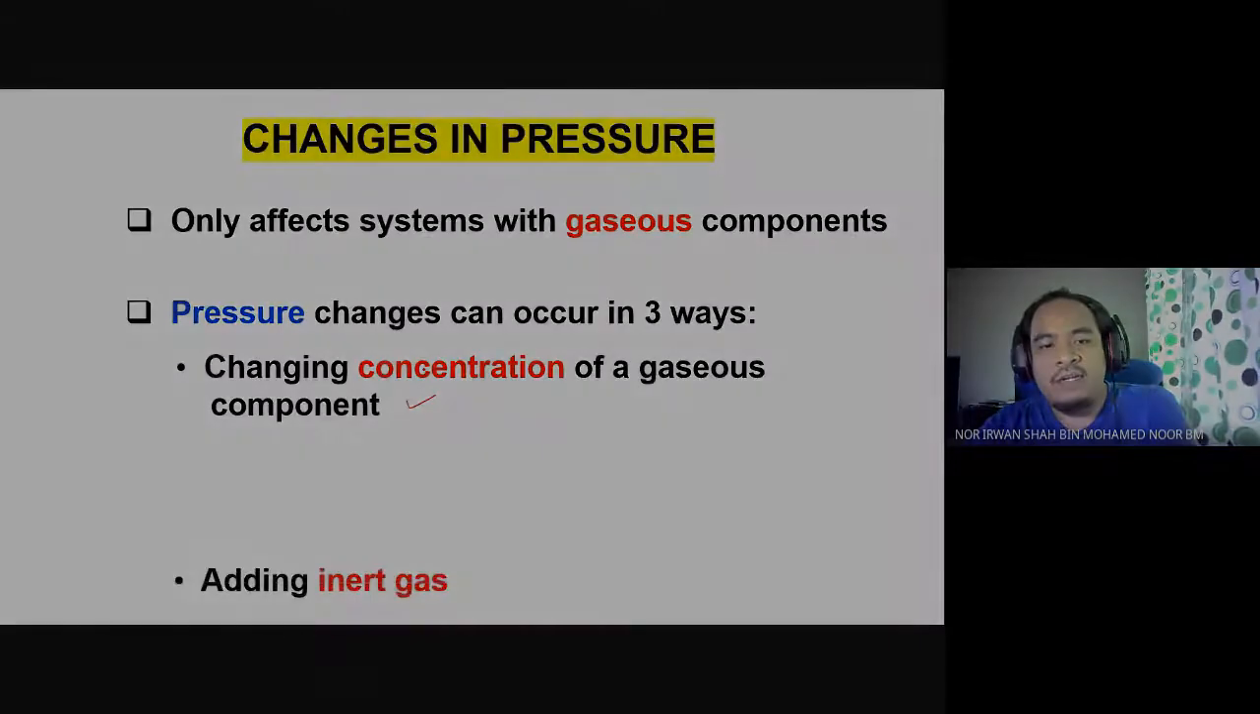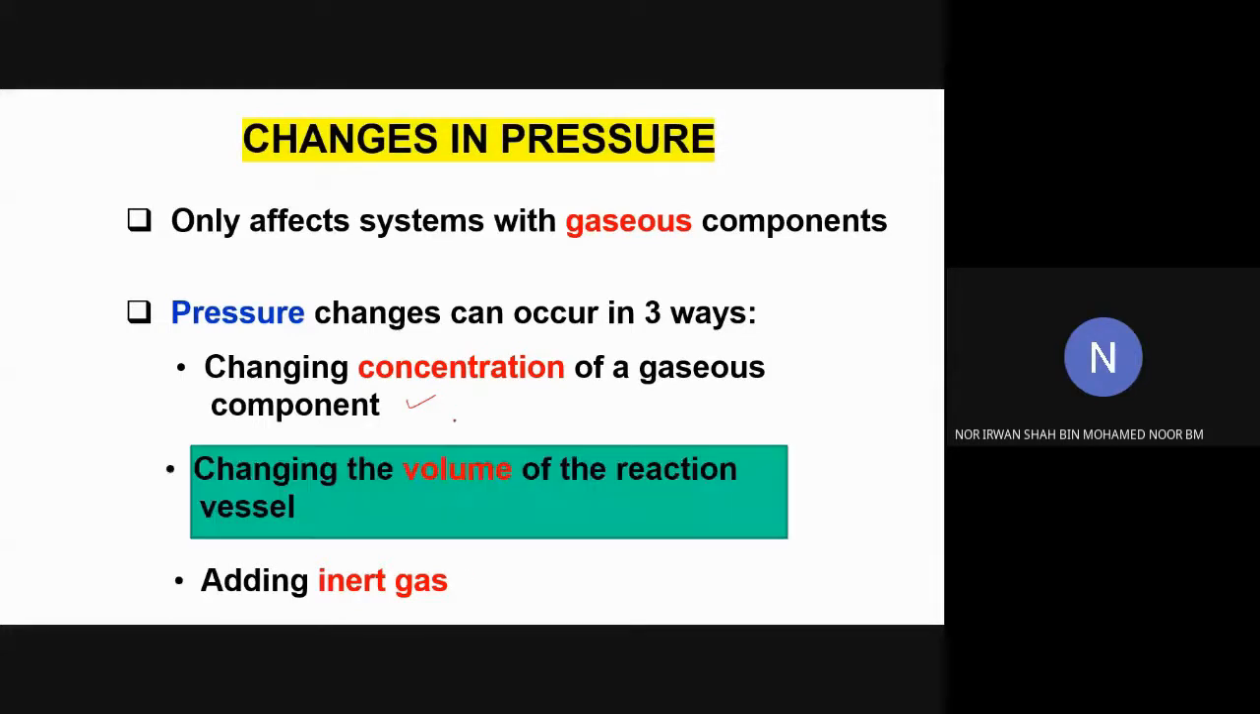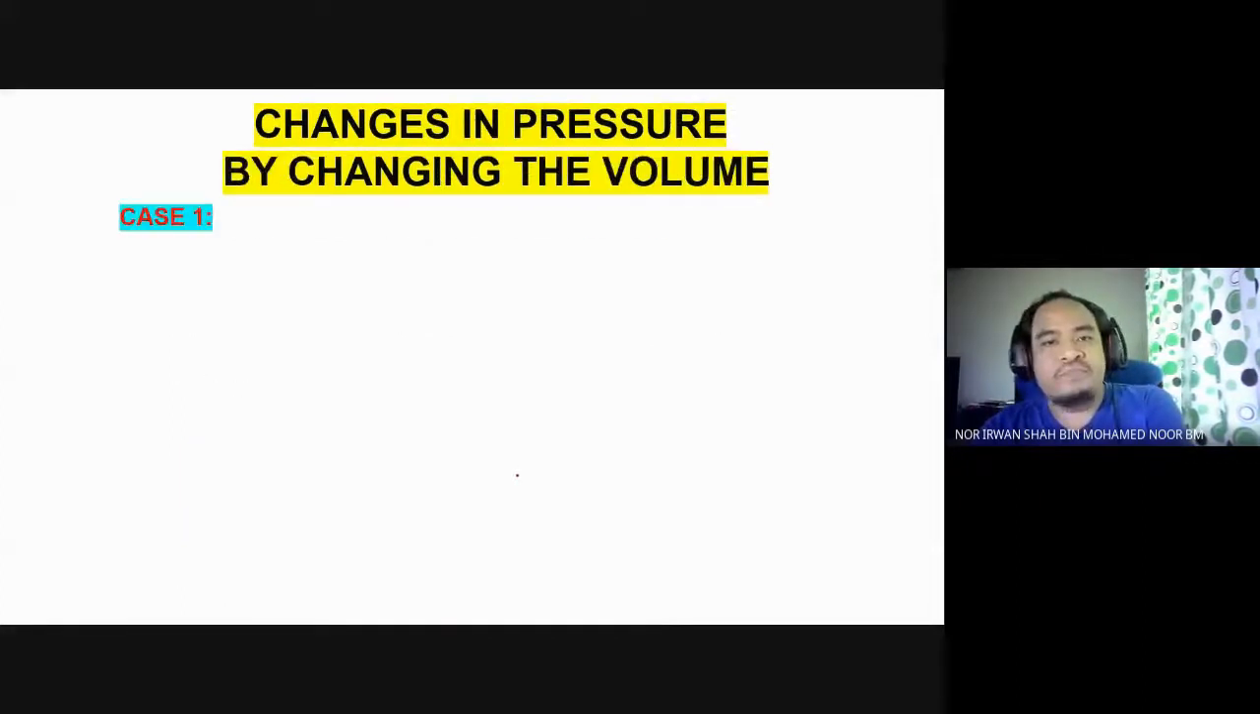And second, adding an inert gas. We will discuss this later, in the next lesson. But in today's lesson we are going to focus on the third: changing the pressure by changing the volume of the reaction vessel. Right, so let's go case by case. Let's discuss these changes in pressure by changing the volume case by case.